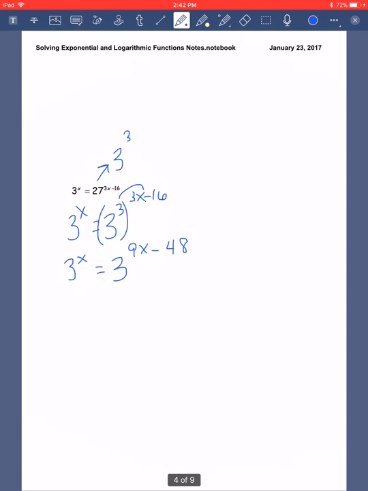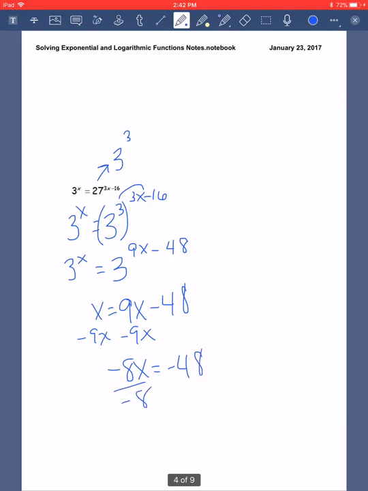Now that my bases are the same, I can drop them. So x equals 9x minus 48. So subtract 9x. So negative 8x equals negative 48. Divide by negative 8. So I get that x equals 6.